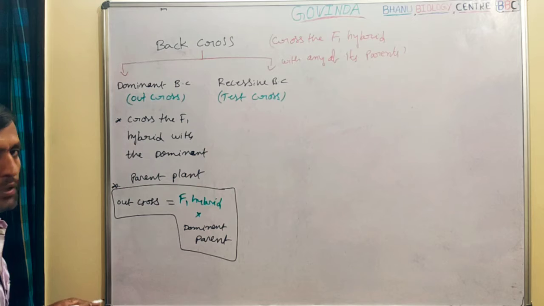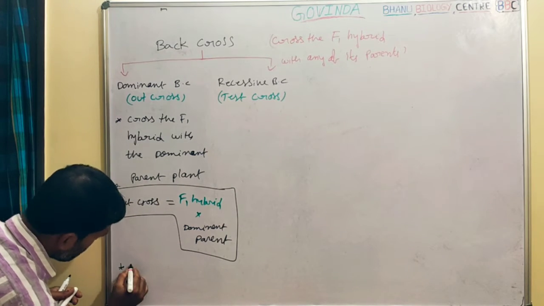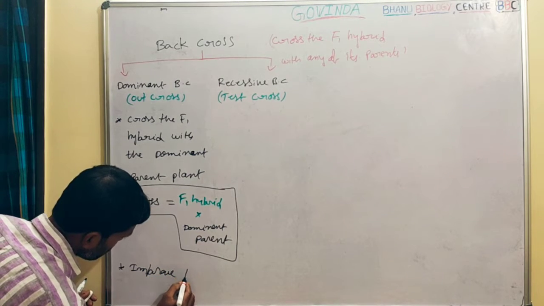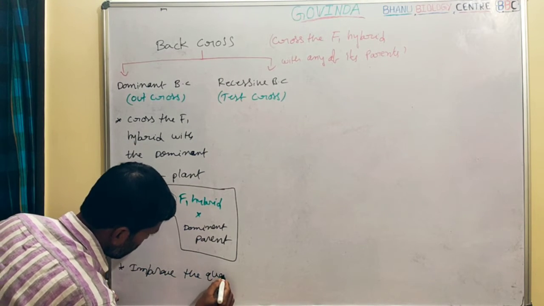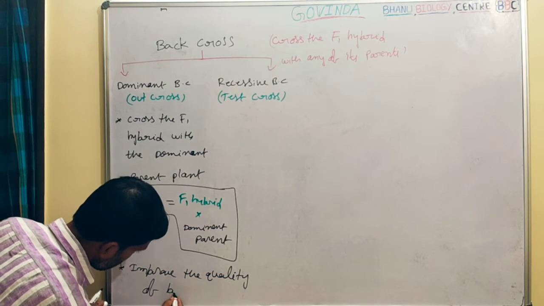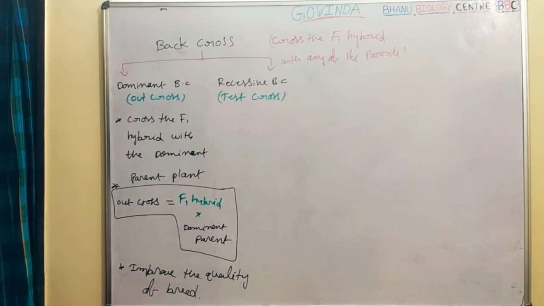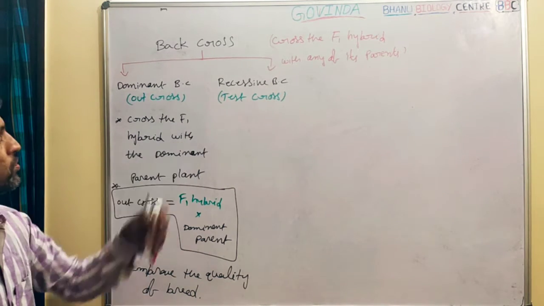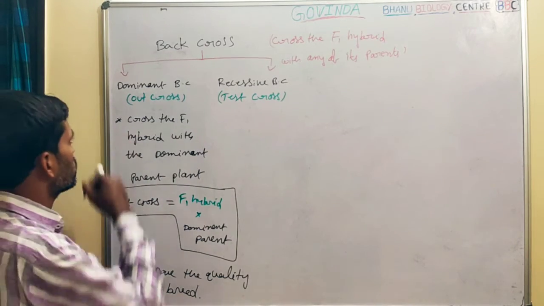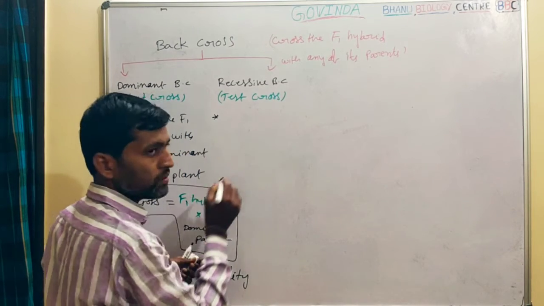So what is the main purpose of outcross? Outcross can be used to improve the quality of breed. Right? Next, come to the another type of backcross. It's called test cross. It is opposite to the outcross. So what is test cross?